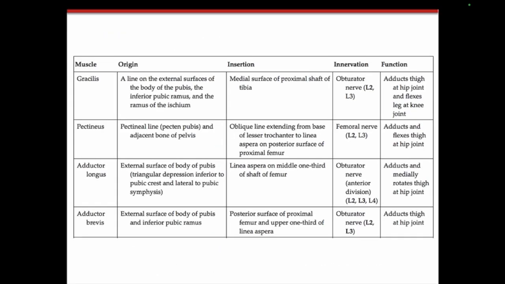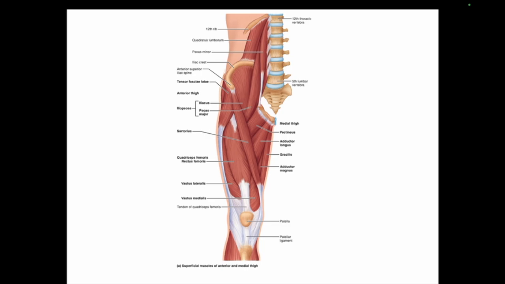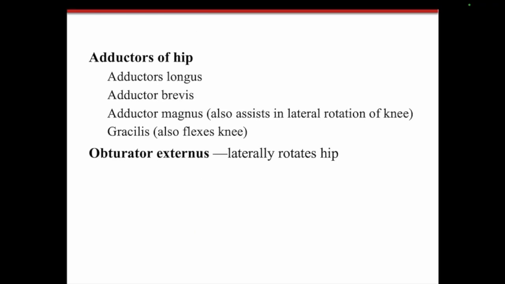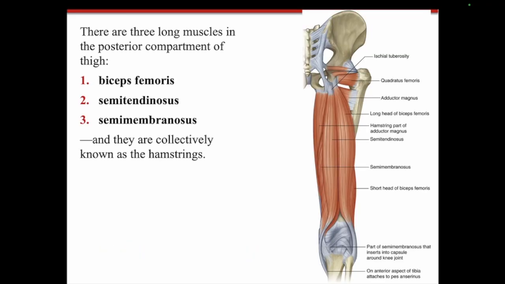Okay, so we can see all the muscles here collectively, the lateral, the anterior, and the medial component. So we have adductors, all of them, except for the obturator externus, which is the lateral rotator of the hip. The posterior components are what we sometimes call the hamstrings. So we have three muscles: a biceps femoris, which has two heads, and the semitendinosus and the semimembranosus.